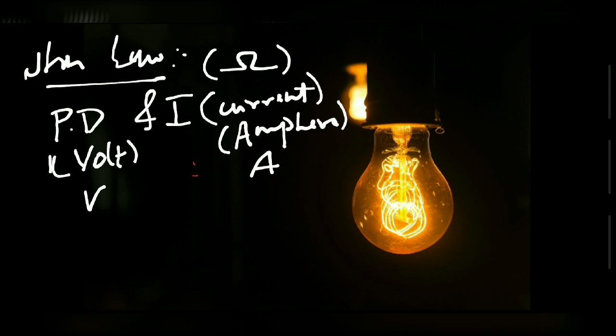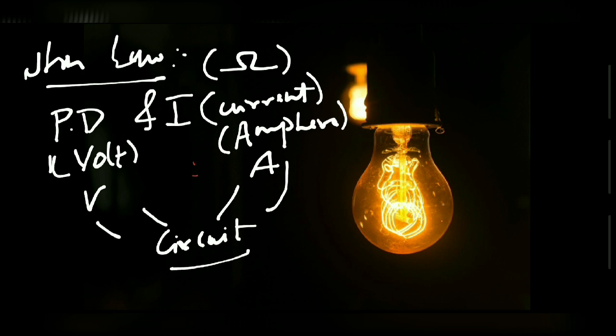Now, this Ohm's law gives you the relationship between the potential difference and the current in a circuit generally. Okay, so generally in a circuit, it gives you the relationship between the voltage and current. Now, what is this relationship between the voltage and the current?